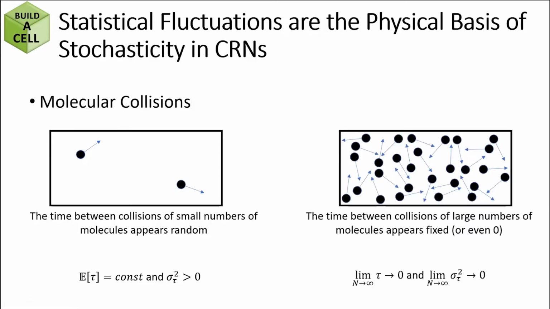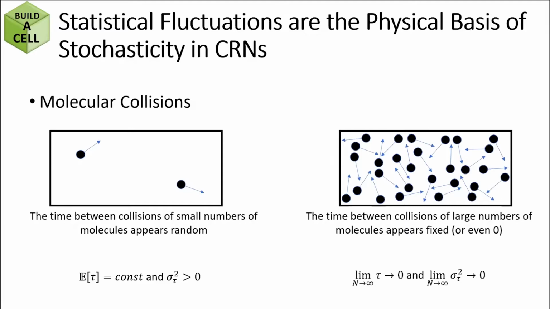On the other hand, if I have a very large number of molecules in a box, and I wait for a collision to happen between two of them, well, it might appear like collisions are happening all the time because there's so many molecules, they're always bouncing into each other. I don't have to wait at all. And in particular, the variance in the collision time will go to 0 in the limit of n to infinity, or the deterministic limit where there are many, many molecules.